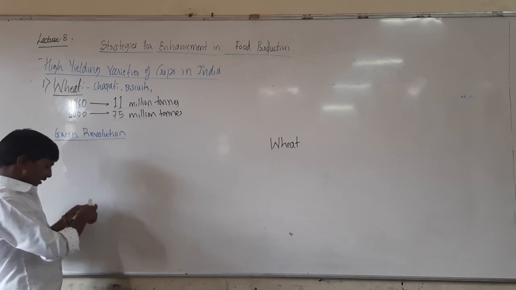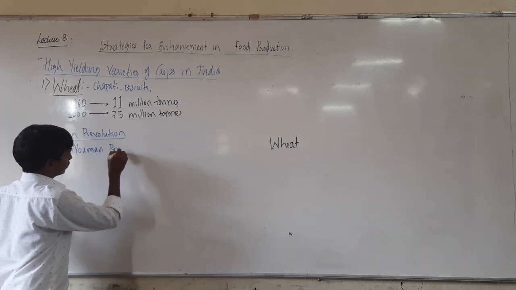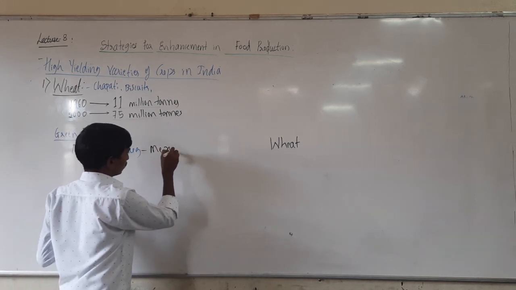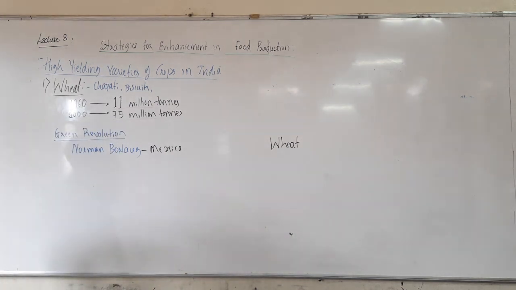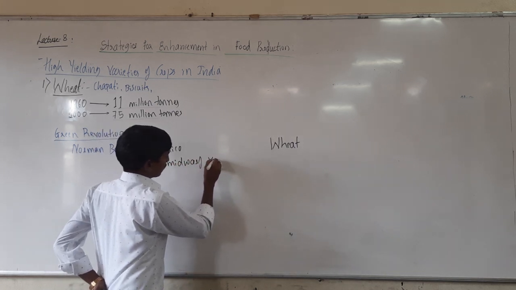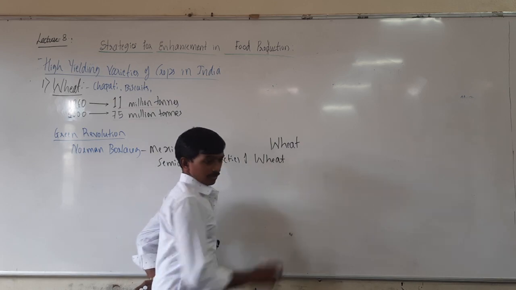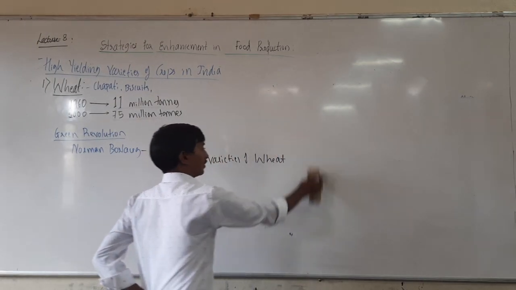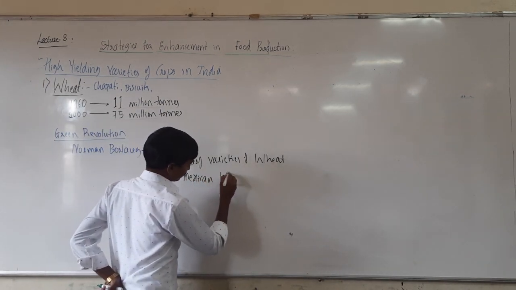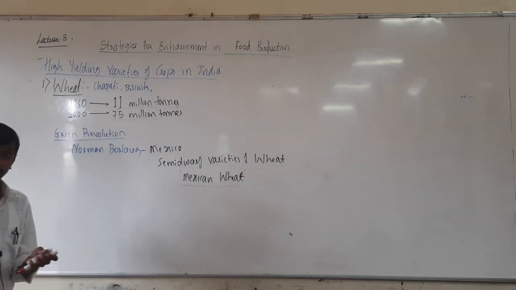The green revolution by Nobel laureate Norman Borlaug, who in Mexico developed some semi-dwarf varieties of wheat which are called Mexican wheat. This Mexican wheat had some peculiar characteristics.